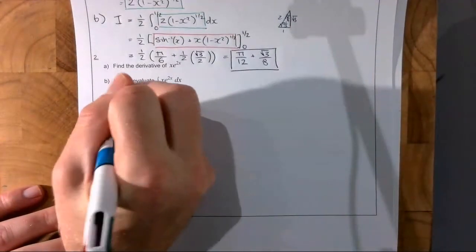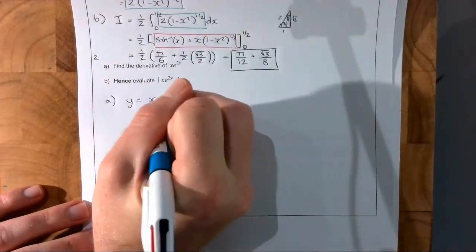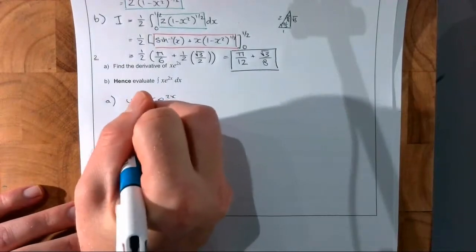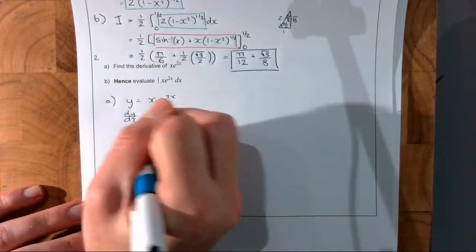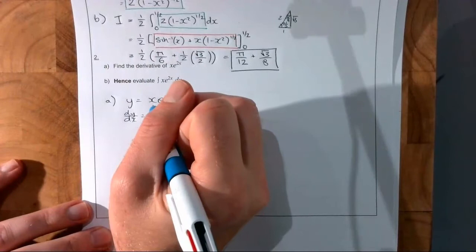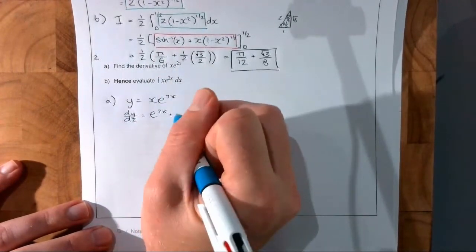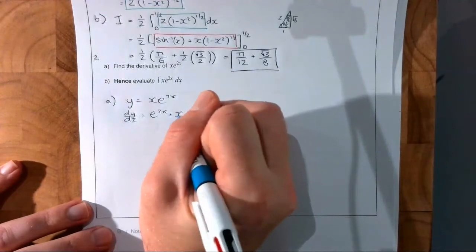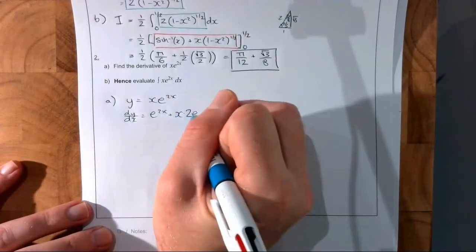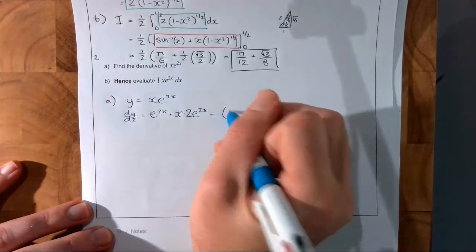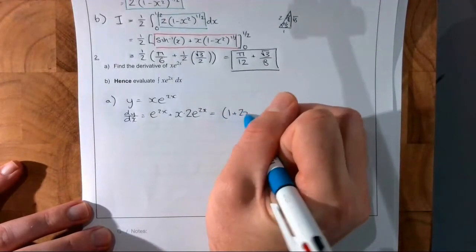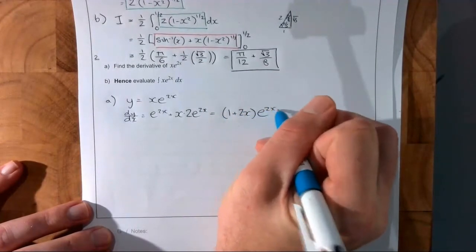Okay, so part A, easy enough. We have y equals x e to the power 2x. So dy by dx is going to be using the product rule, differentiate the first, leave the second the same, plus leave the first the same and differentiate the second. So in other words, 1 plus 2x times e to the power 2x.